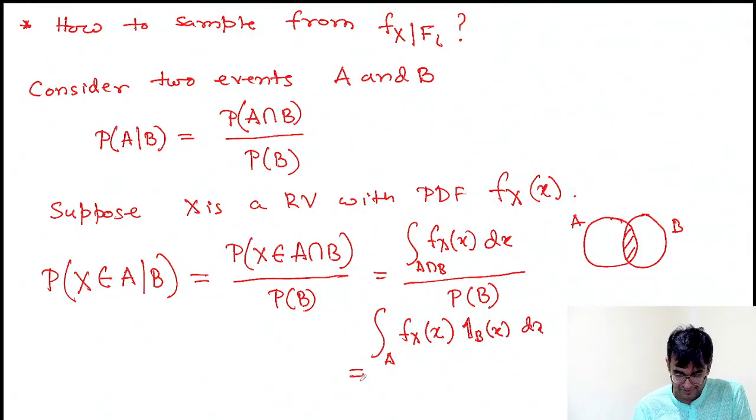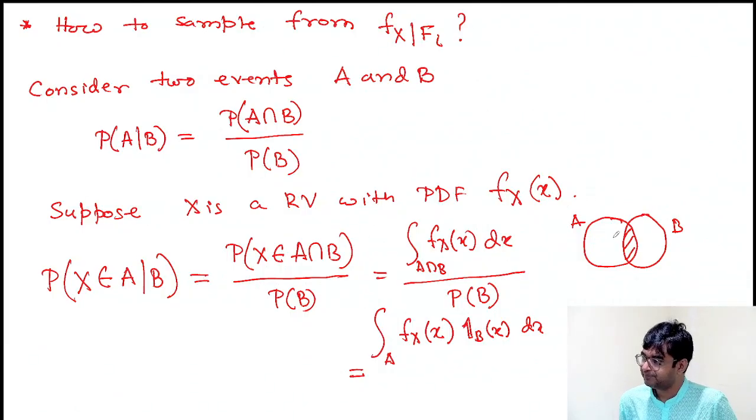Think what will happen. You will integrate over the total area. But whenever it is not in this A intersection B area, in this case, this I will give you 0. So although you are integrating over the whole A, practically you are integrating only in the A intersection B.